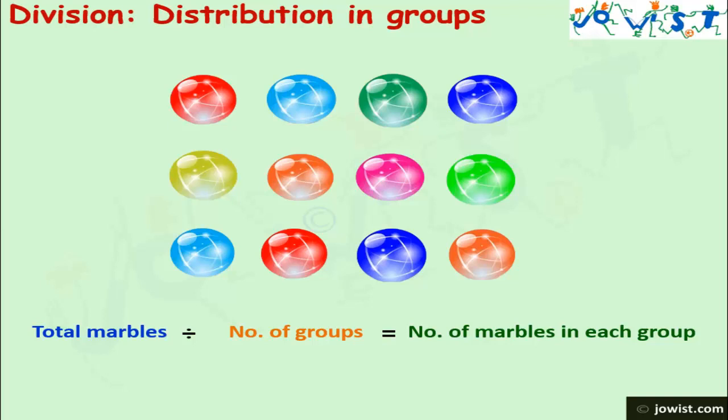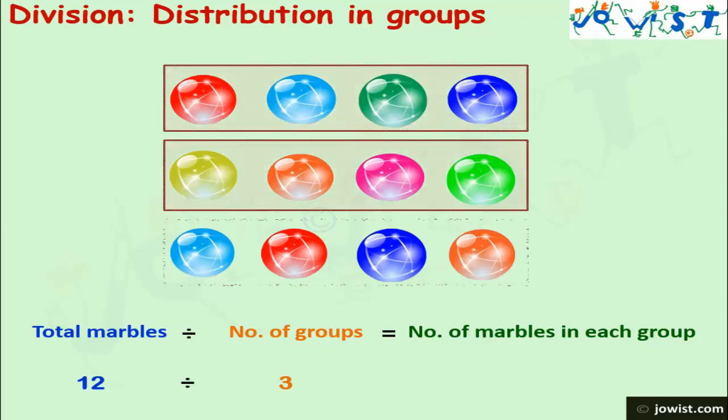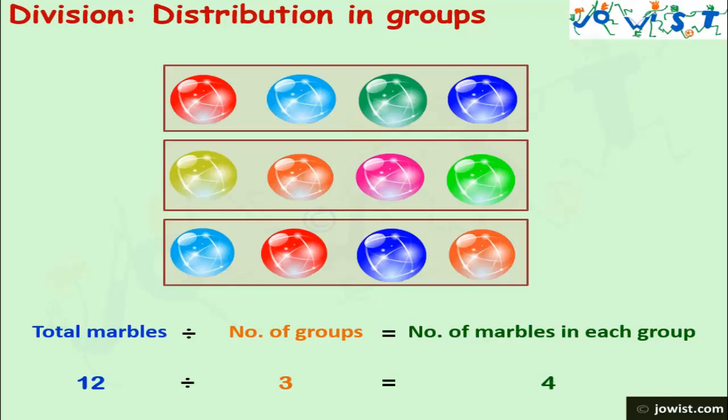Now let's make 3 groups each containing equal marbles. What we need to do is, we will divide the total number of marbles, that is 12, divided by number of groups we need to make, that is 3. 12 divided by 3 is 4. Therefore, how many marbles do we have in each group? Yes, we have 4 marbles in each group. What does this mean? Yes, it means that we have 3 groups of 4 marbles.